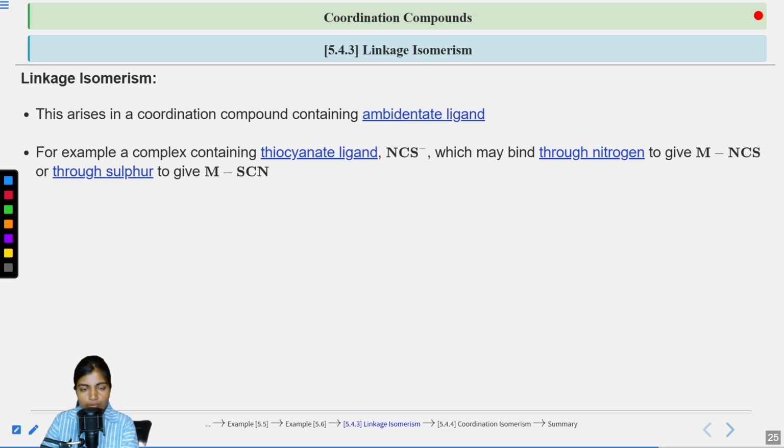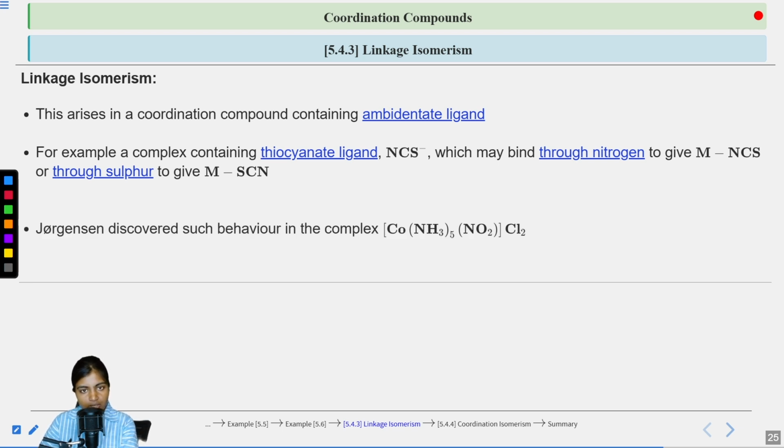For example, a complex containing a thiocyanate ligand, SCN negative, may bind through nitrogen to give an M-NCS type of complex, and it can also bind through sulfur to give an M-SCN type of complex. Here M-SCN means the metal is bonding with sulfur. Here M-NCS means the metal is bonding with the nitrogen atom of this thiocyanate ligand. So this is an ambidentate ligand.